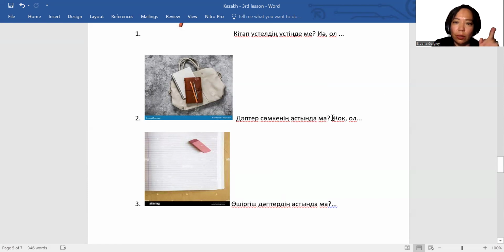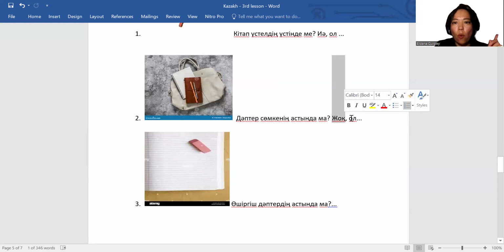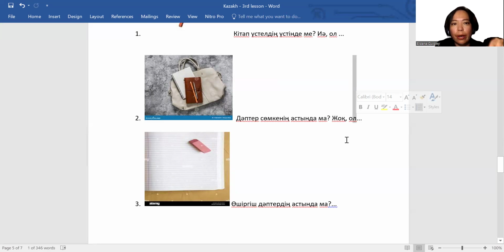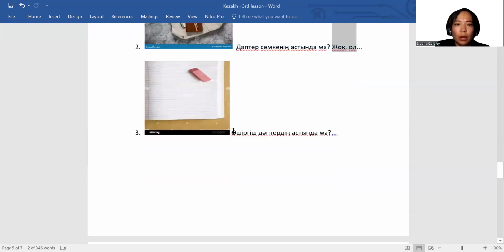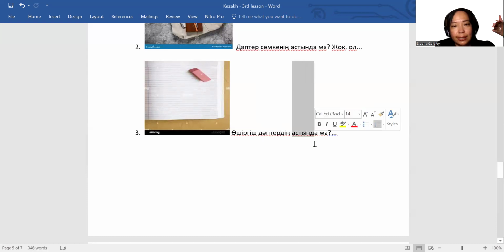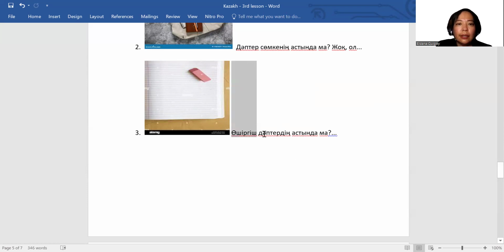Think about it. So here we have the negation. Жоқ, and then you have to write down where that notepad is located, in Kazakh. No, it is where? Write it down in Kazakh. Өшіргіш дәптердің астында ма? Өшіргіш is the eraser. Дәптер is what? A notepad. Астында is under. So I'm asking, is the eraser under the notepad? Өшіргіш дәптердің астында ма? Write your answer, whether it's affirmative or negative.